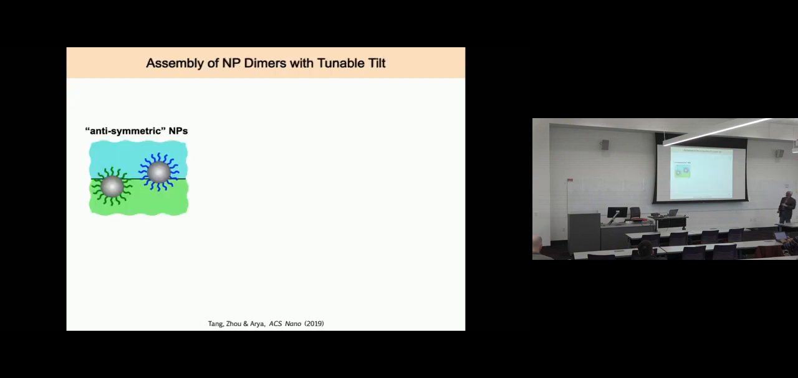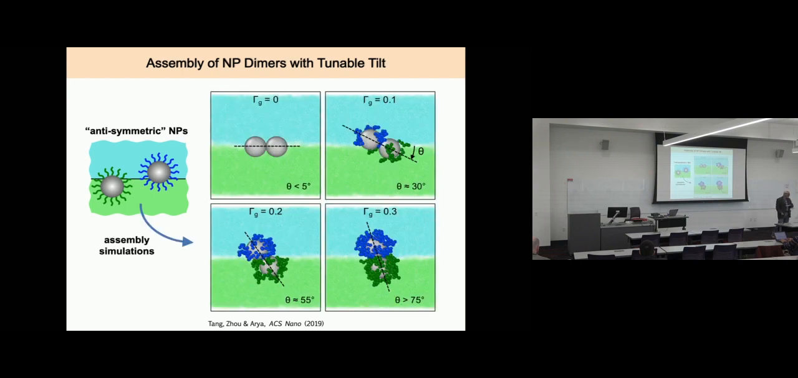So we started with the very simplest possible system, which is just 2 particles, what we call antisymmetric particles, where they are identical in all respect, except this guy is grafted with this polymer and this guy is grafted with this, so they'll basically equally get displaced in opposite direction. Okay, and again, the results are kind of very obvious, right? If you have a neutral particle, they'll stay at the interface and they'll just form dimers like this. But as you graft more and more of these particles get pushed further from the interface and therefore interact at these larger tilt angles. Okay, so very straightforward, nothing, but just to test.